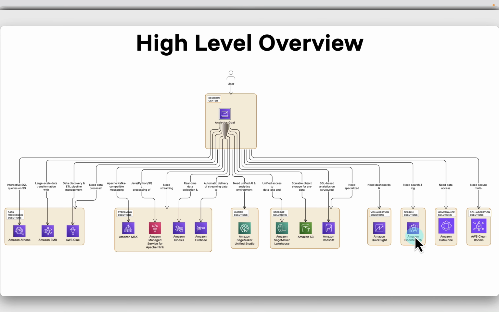OpenSearch, if you are moving from Elasticsearch, OpenSearch, you want to expose searching functionality via API, right? Like a REST API, like an HTTP endpoint. We will use DataZone for governance and access management, and to collaborate with other third parties, we will use Clean Rooms. And that's all.